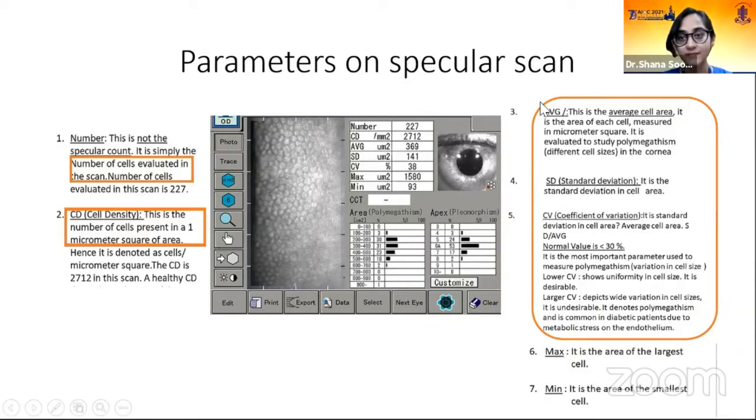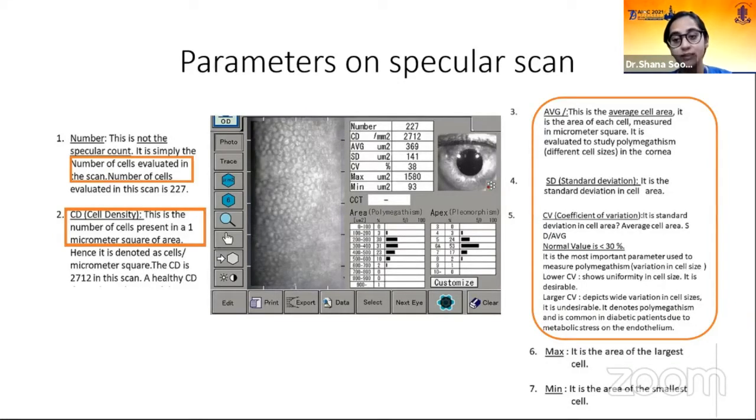The next parameter is average. This is the average cell area. It is the area of each cell measured in micrometer square. It is evaluated to study the phenomenon of polymegathism, that is different cell sizes in the cornea. The next parameter we see here is standard deviation. It is the standard deviation in cell area, that is plus minus how much percentage is the difference in the area of the cells, which again is a parameter for the phenomenon of polymegathism, that is to study the different cell size.